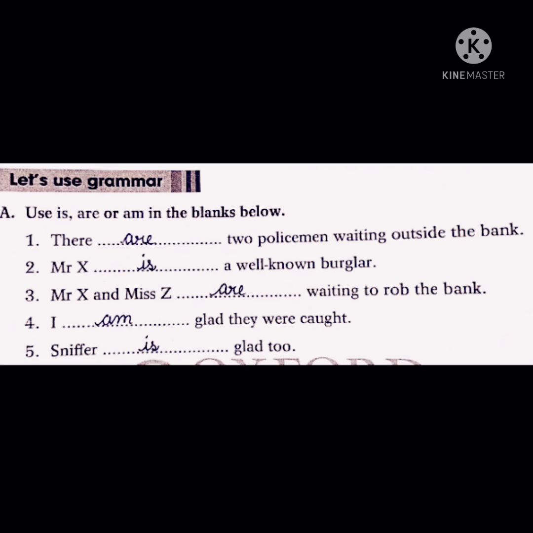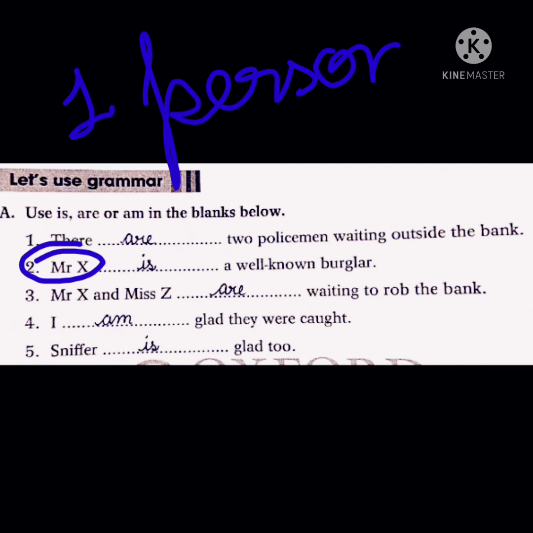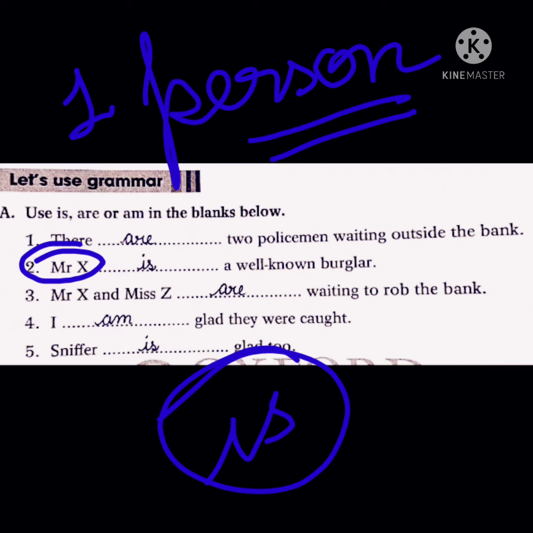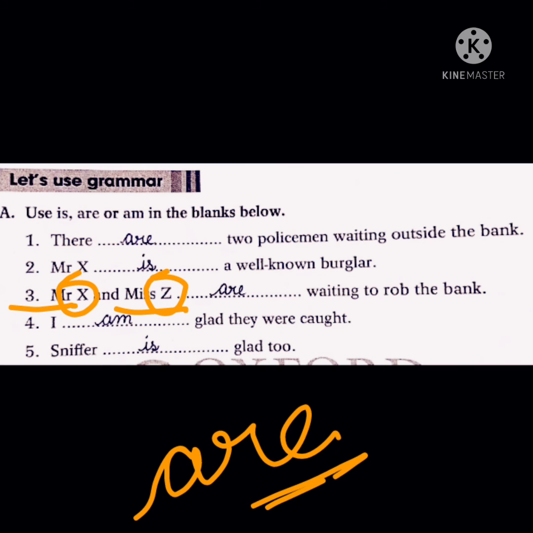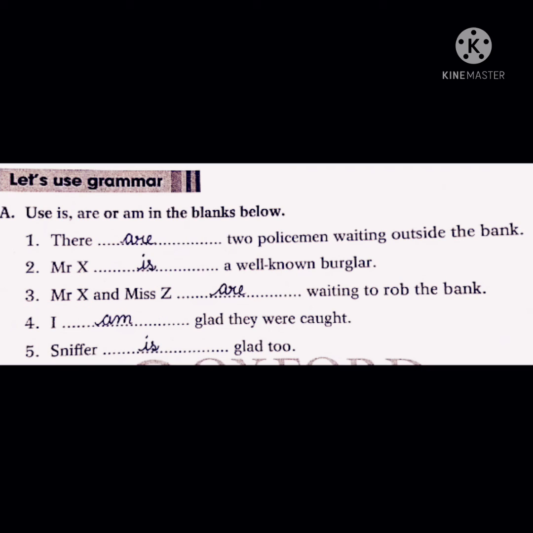Second point. Mr. X dash a well-known burglar. So here Mr. X is one person. So we have to use is here. Okay. So Mr. X is a well-known burglar. Point number 3. Mr. X and Miss Z dash waiting to rob the bank. So here the sentence is talking about two persons, Mr. X and Miss Z. So we have to put are here, okay, because we are talking about two persons. So the sentence will be Mr. X and Miss Z are waiting to rob the bank.